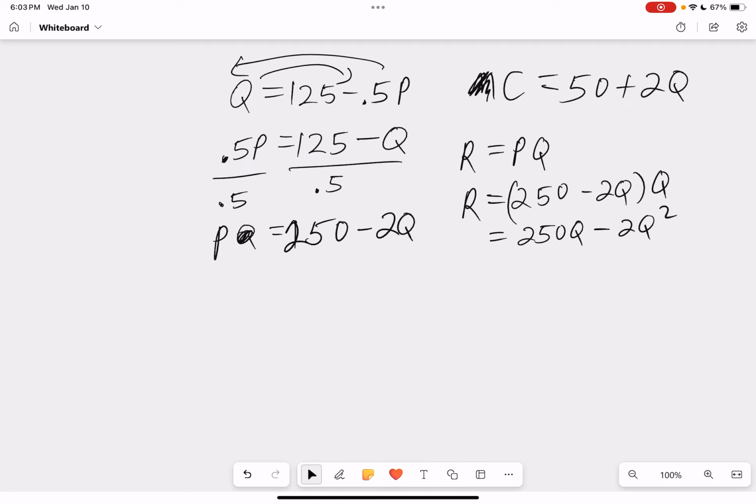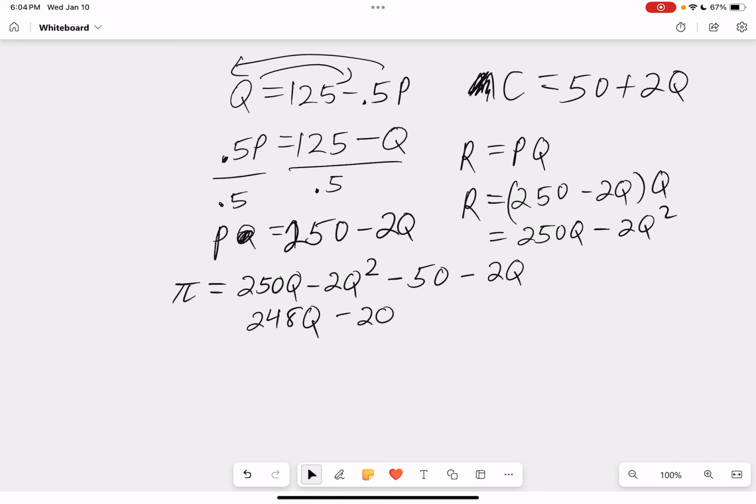Greek letter pi is profit. So we can take revenue, which is 250Q as we just did, minus 2Q squared, minus cost. A mistake students sometimes make is they do not subtract all the pieces of cost. So don't do plus 2Q, do minus 2Q. Combine terms, and we will get 248Q minus 2Q squared minus 50.